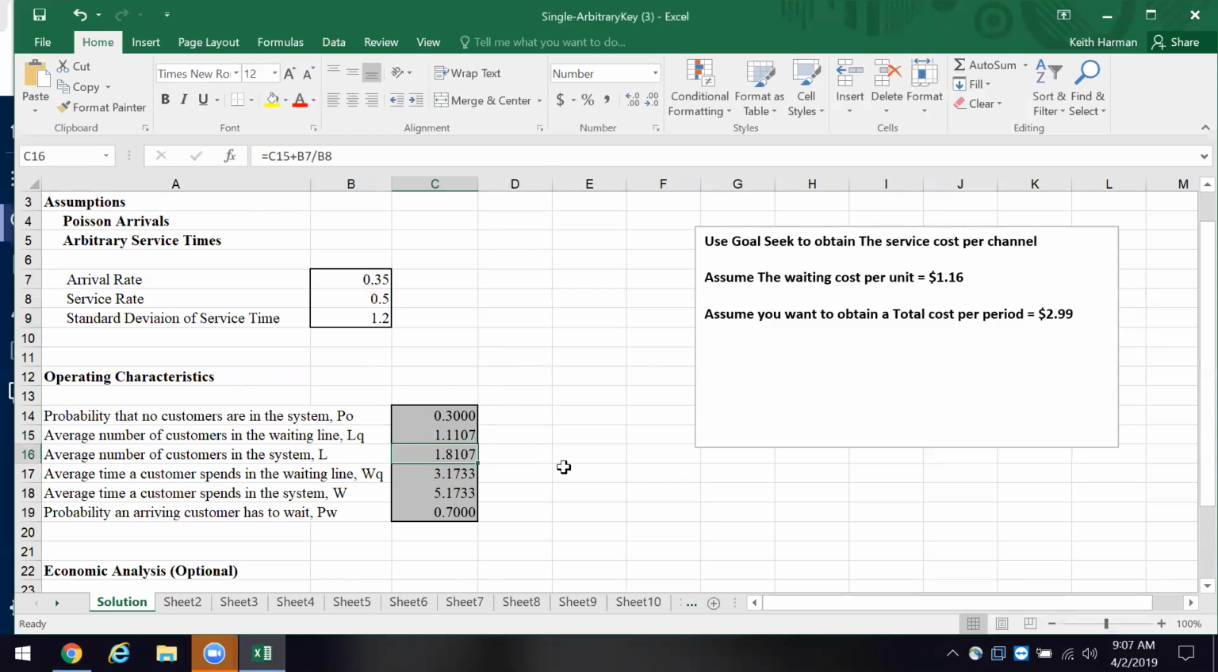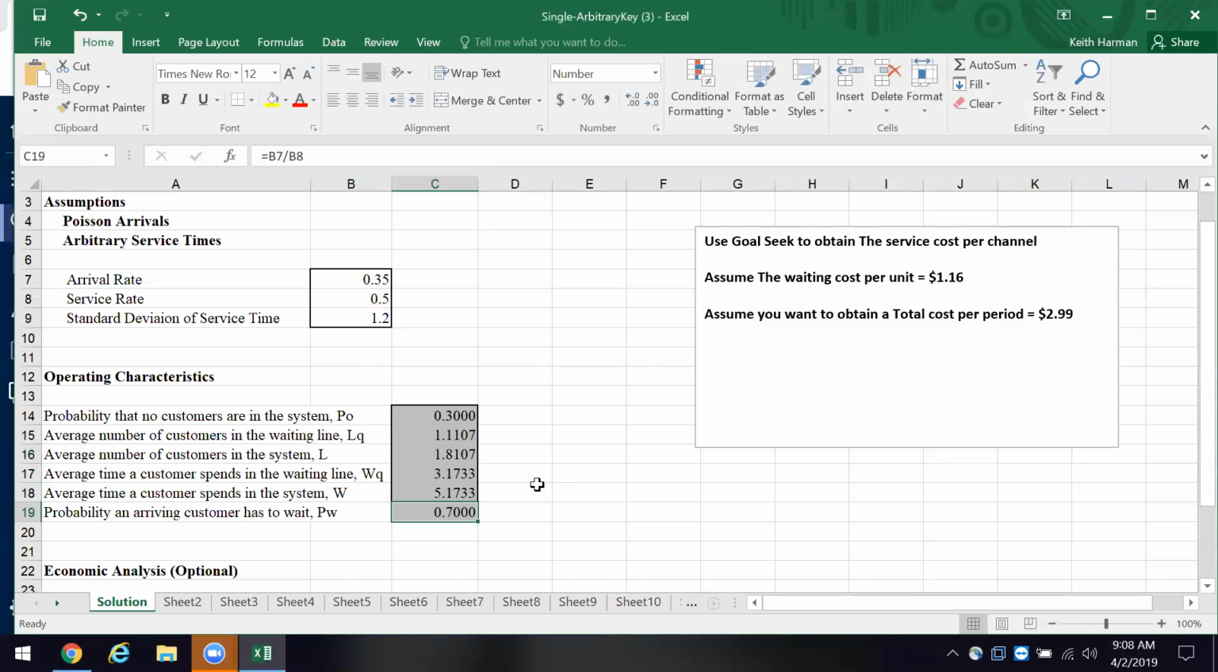The average number of customers in the system. And notice how we're taking that ratio there, B7 over B8. Same story here. The average number of customers in the system. The average time a customer spends waiting. We've got that W, and how much time they spend in the system, period, and the probability that somebody has to wait.